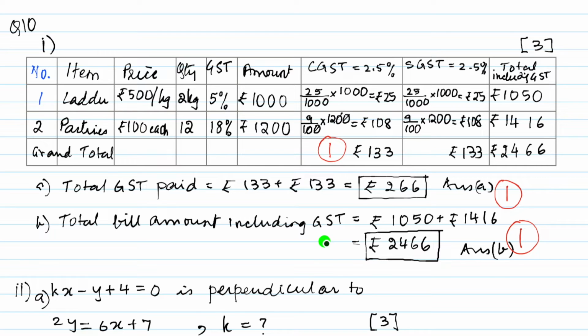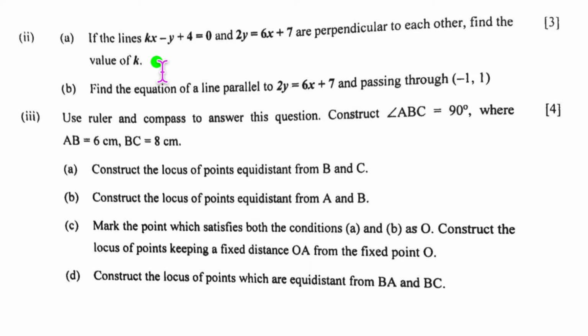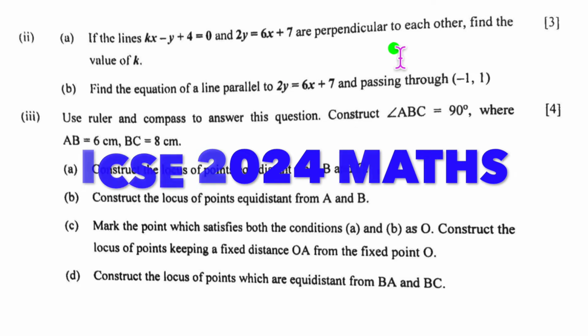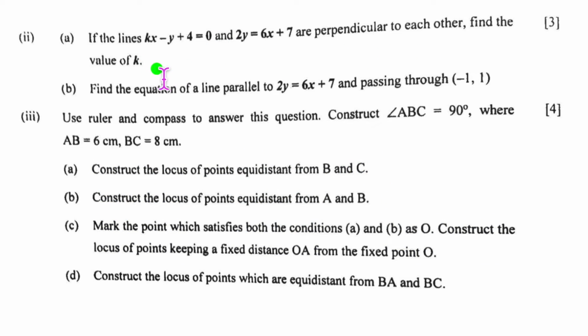Let us come to question 10, second part. A part says if the lines kx minus y plus 4 equal to 0 and 2y equal to 6x plus 7 are perpendicular to each other, find the value of k. Now if they are perpendicular, their slopes, when multiplied, will give a product of minus 1. Then B part, find the equation of the line parallel to this one, passing through minus 1 comma 1.